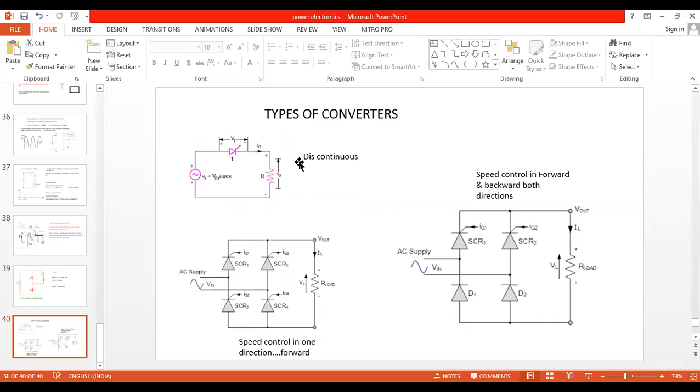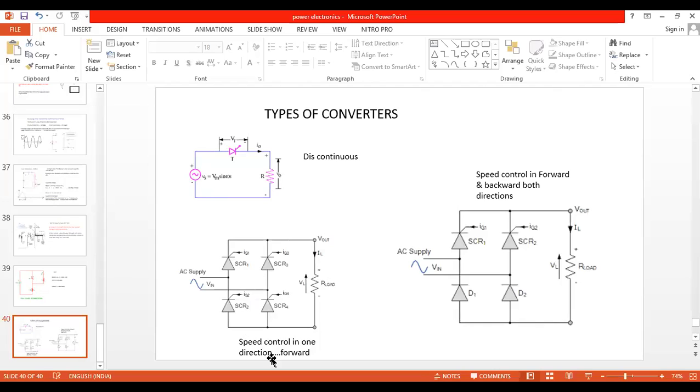So this is a half wave rectifier converter. It provides discontinuous current. It is not used practically. Now come to the second one. Anyone, come on. How many SCRs? 4 SCRs. What is the name of this circuit? Full wave converter. Good. Yes, this circuit is used.